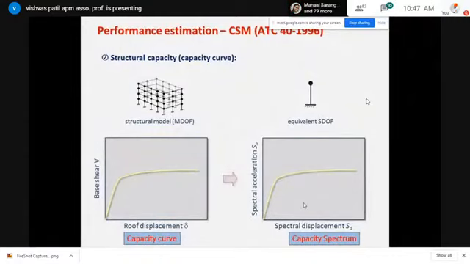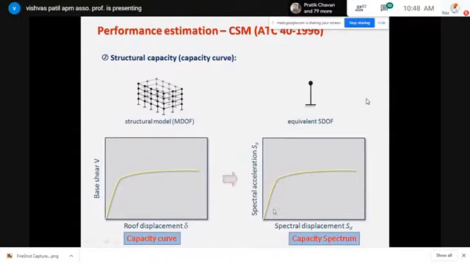Next is the building capacity curve. The building capacity curve is also required to be converted into a capacity spectrum. We get this building capacity curve from pushover analysis. It is a curve of base shear versus roof displacement. This is converted into a capacity spectrum: the base shear axis is converted into spectral acceleration, and roof displacement is converted into spectral displacement. The nature of the curve will be the same.